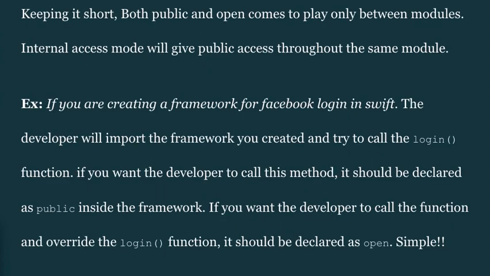Keeping it simple, both public and open come into play only between modules. Internal access will give public-like access throughout the same module. Example: if you are creating a framework for Facebook login in Swift, the developer will import the framework you created and try to call the login function. If you want the developer to call this method, it should be declared as public inside the framework. If you want the developer to call the function and also override the login function, it should be declared as open.